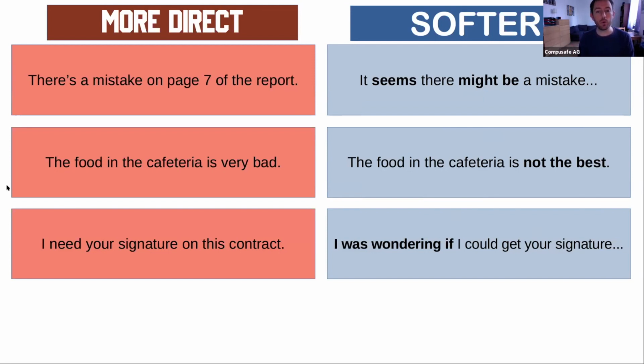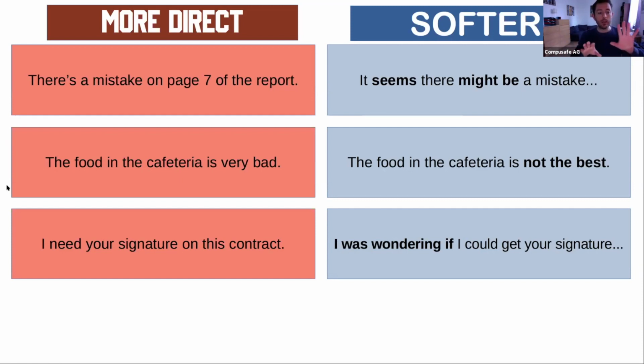Now, I was wondering hat nichts mit wundern zu tun. Wondering here is more like sich fragen. But even then, that's not what this phrase means. This phrase is just a very soft way to ask somebody for something or about something. So I was wondering if I could ask you a question. I was wondering if you had a chance to finish the report. This is a very, very soft way of speaking.